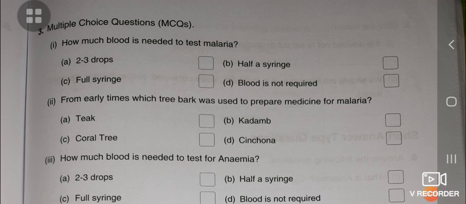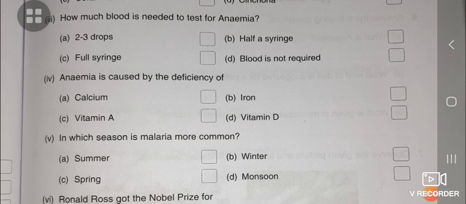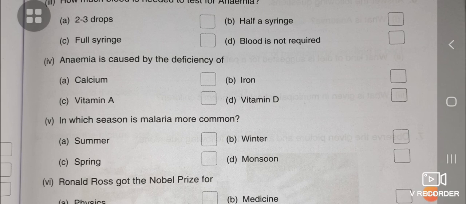How much blood is needed to test malaria? From early times, which tree bark was used to prepare medicine for malaria? How much blood is needed to test for anemia? Anemia is caused by the deficiency of calcium, iron, vitamin A, vitamin D. Options are also there and one is the correct answer.